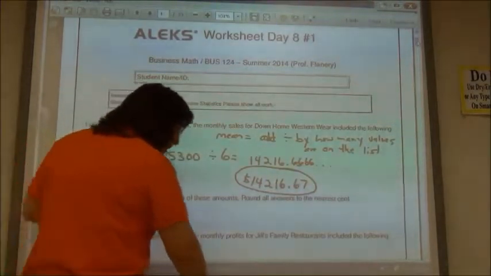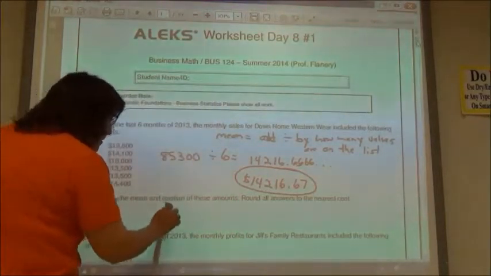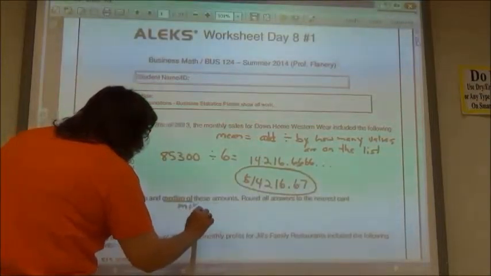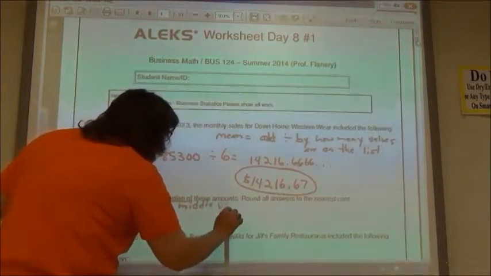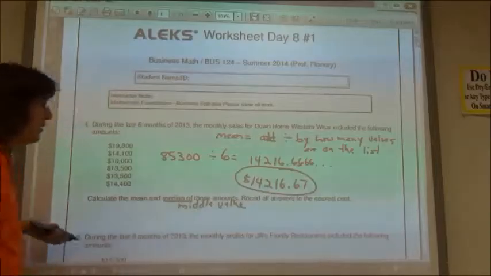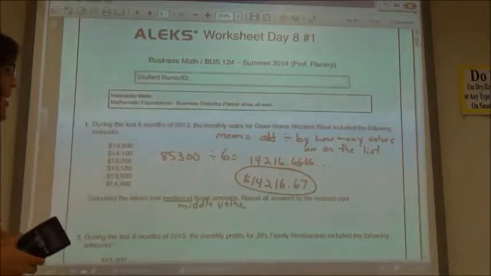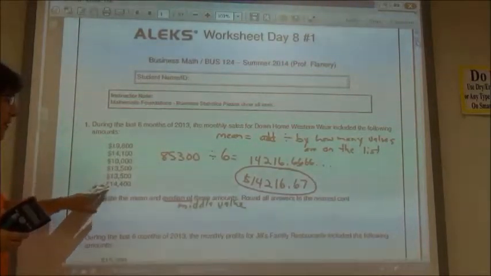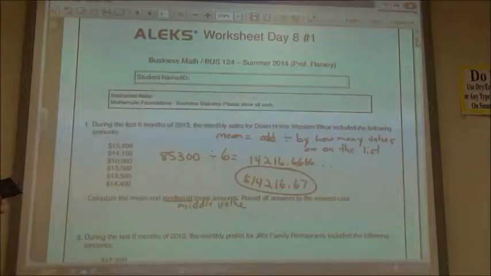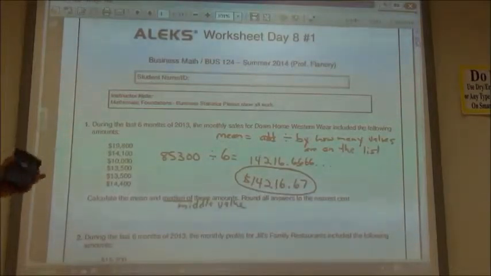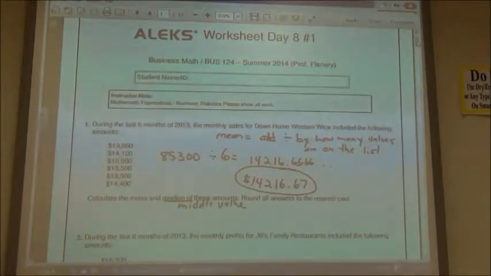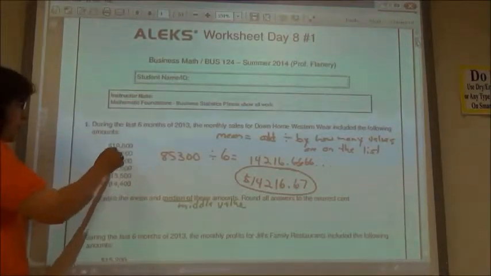Now when I'm calculating the median, that means find the middle value. The middle value, if you had an odd number of numbers on your list, would just be what it is. Whatever's in the middle is your number. When you have an even number of values on the list, you have to average the 2 middle numbers. So I have to sort them and put them in order, pick out the 2 that are in the middle, and then find the average. So I'm going to start and put these in order.